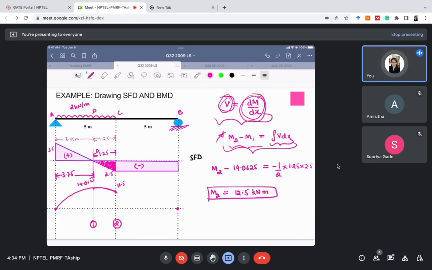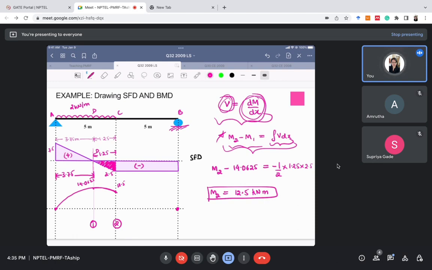Now we have reached section C and we will move towards section CB and see how the bending moment diagram is varying. So at section C, we know the value of the bending moment. At section B, we also know the bending moment is 0. Therefore, we will now see what the slope of the bending moment diagram is. We do not know how to join these 2 points, right? So we will see how to join now.